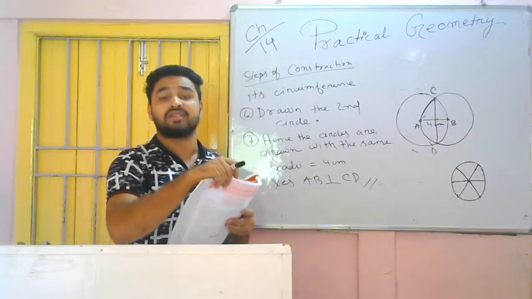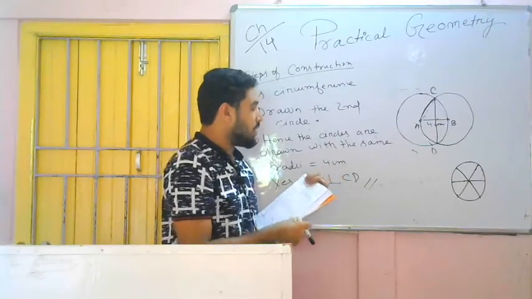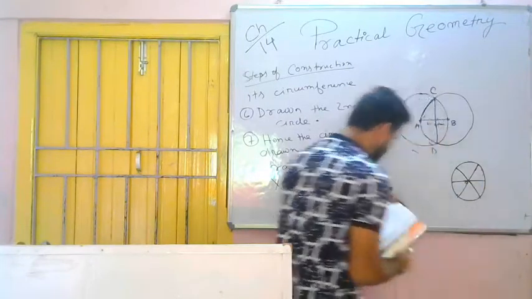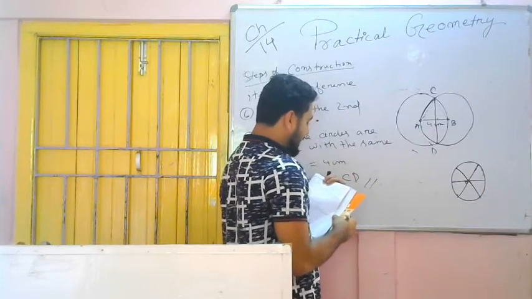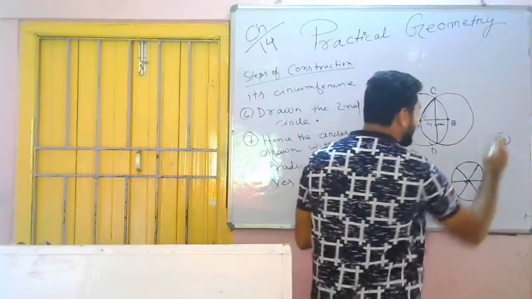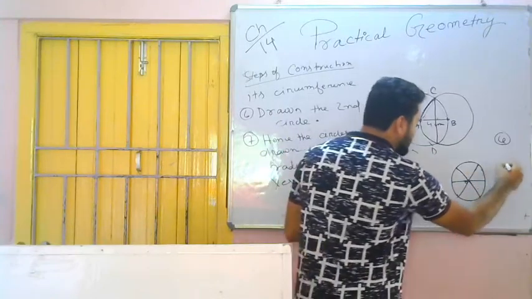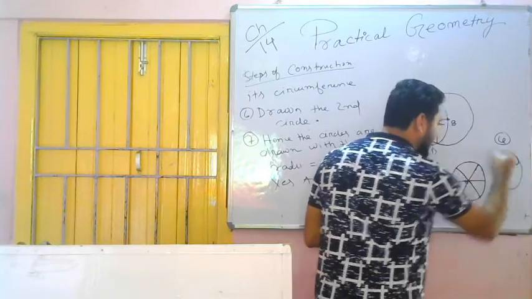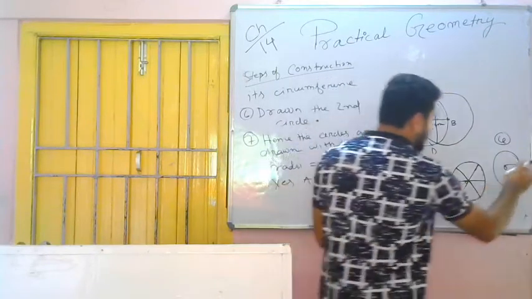Now you see the steps of construction. Draw a circle with center O. Suppose this is center O. Draw a circle with center O and mark any point A. That means you can take any radius. First you take a center, and after that, taking a radius, you draw the circle.